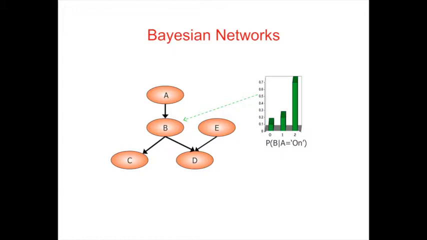So in this case, if A is on, B is in state 0 with this probability, in state 1 with this probability, and in state 2 with this probability. So it looks like A is an activator of B. That's all a Bayesian network is: statistical dependencies and a quantitative description of how one depends upon the other.